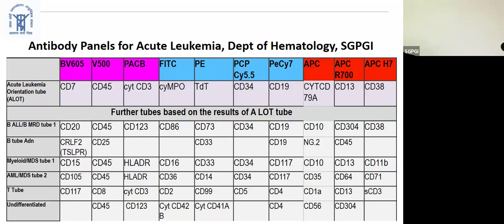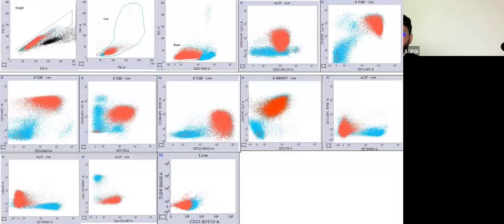Right? Got it? So first job, orient ourselves whether it's acute leukemia or not. If it's acute leukemia, it's going towards B, myeloid or T, and if it's B, then you have to add certain markers that will help you in getting the prognostication and markers that will help you in MRD monitoring. Similarly for T, and so you did this. Now coming to the scatter plots, you put acute leukemia orientation tube. Based on that, you proceeded further with the tube.